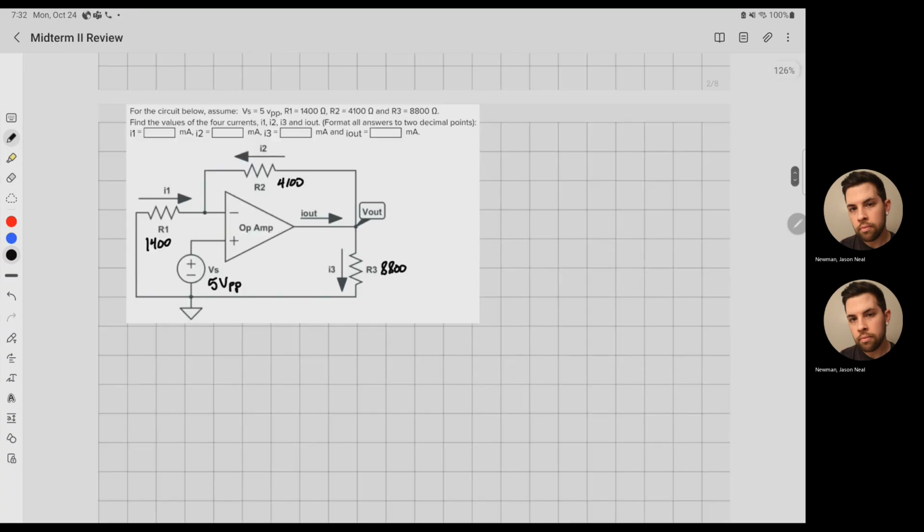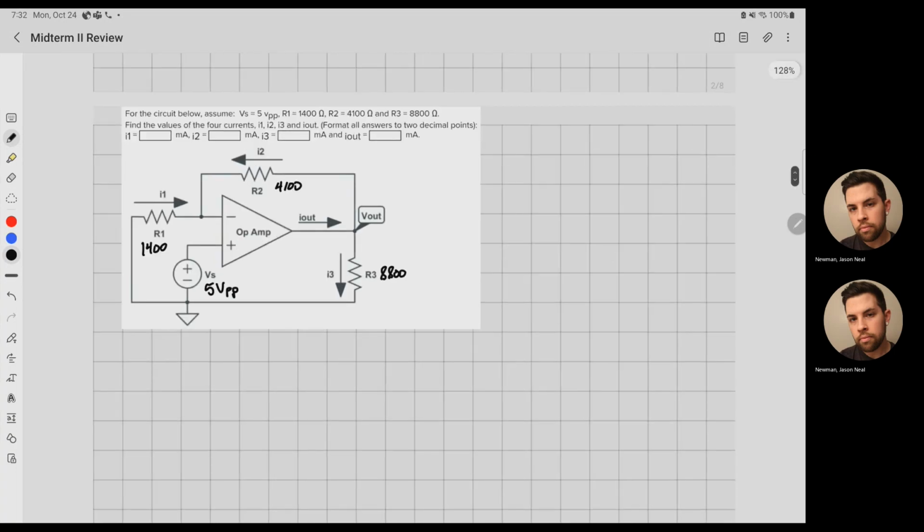Even though these are op amps and they kind of look scary, you can actually use just your regular tools like you always do: KCL, KVL, Ohm's law. I mean, they work here, right? It's a DC source, it's not a big deal. So you can use all these tools that you already know. That's what I'm going to do here.